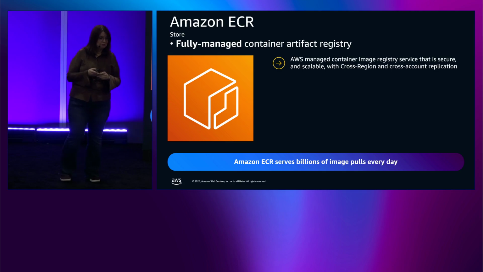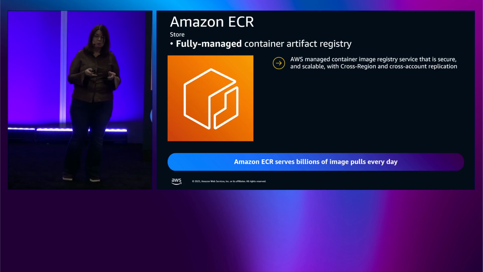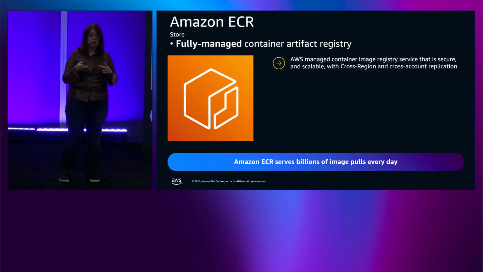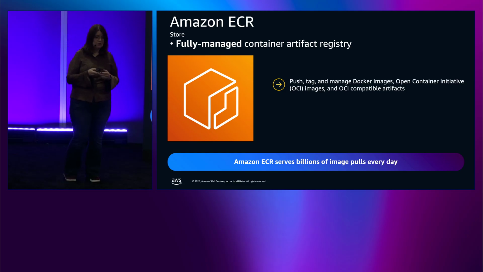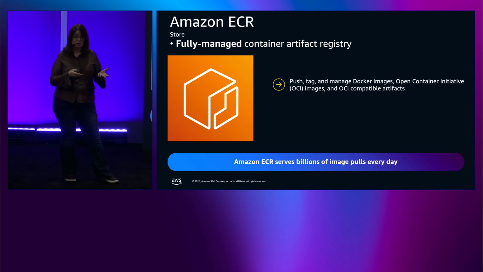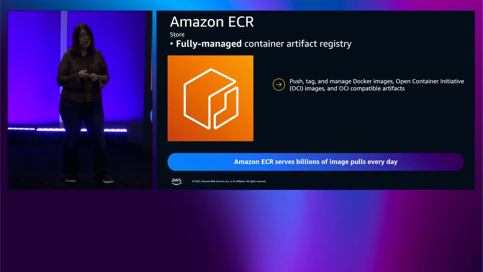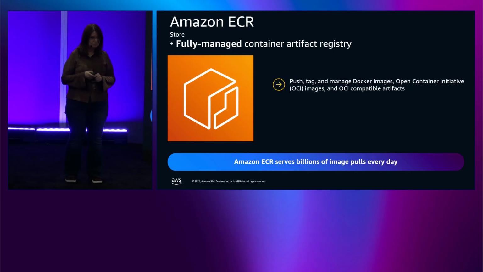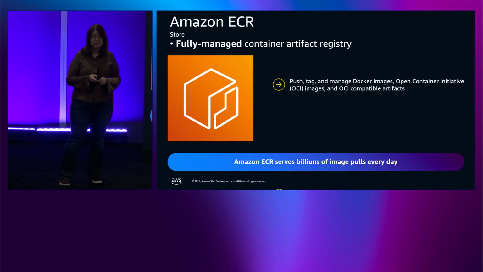With ECR, what you can do is store and distribute your Docker images, Open Container Initiative images, or any other OCI-compatible artifacts. When you transfer an image to ECR, you do so over HTTPS. So again, we're bringing security in there. And your container images are automatically encrypted at rest. Amazon ECR is highly available. It's got redundant architecture, and it actually serves billions of image pulls each and every single day.